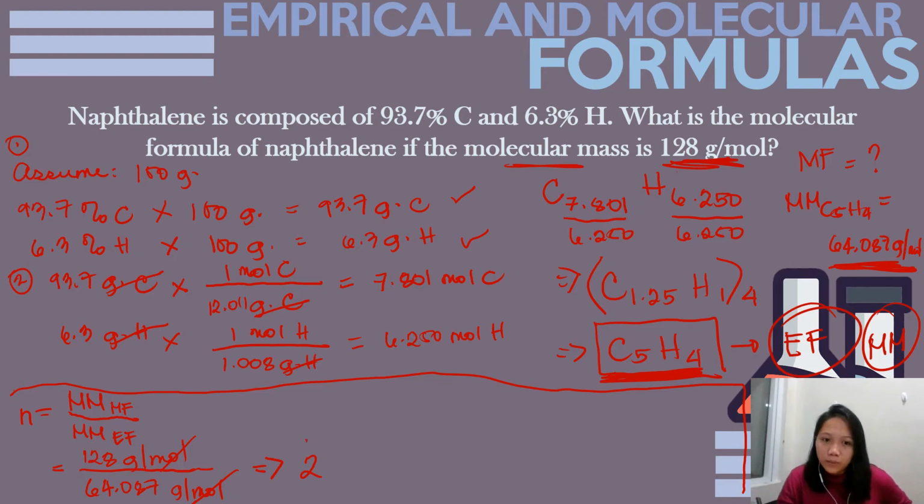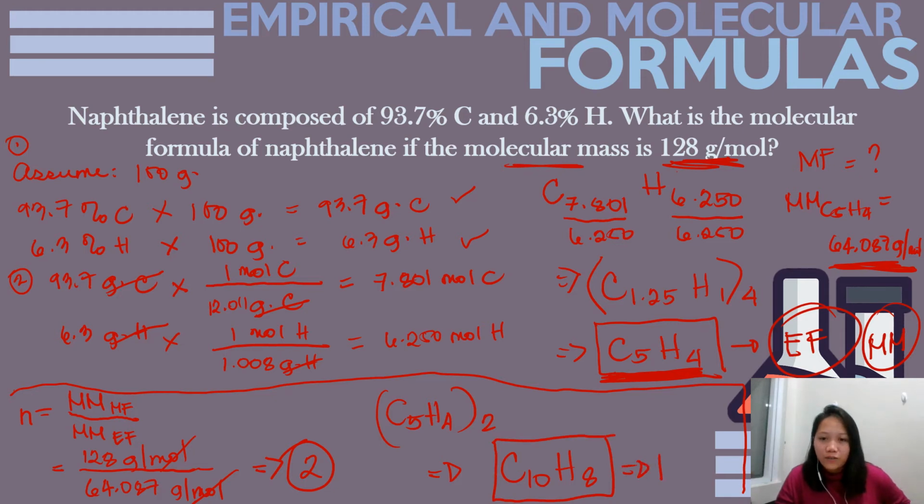So, that means we need to multiply our empirical formula C5H4 with number 2. Okay? Because in that case, we can now solve for our molecular formula. And what will be our molecular formula? That would be C10H8. This is now the molecular formula.